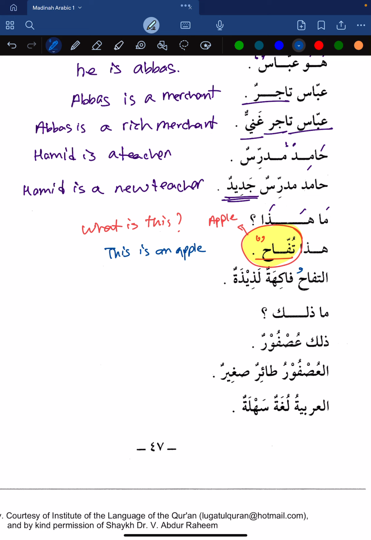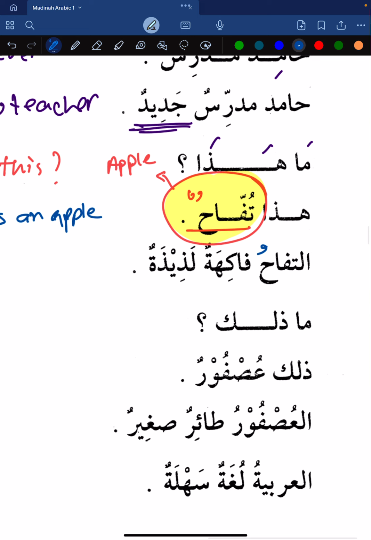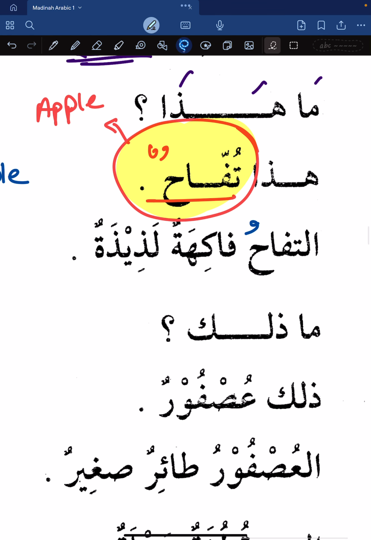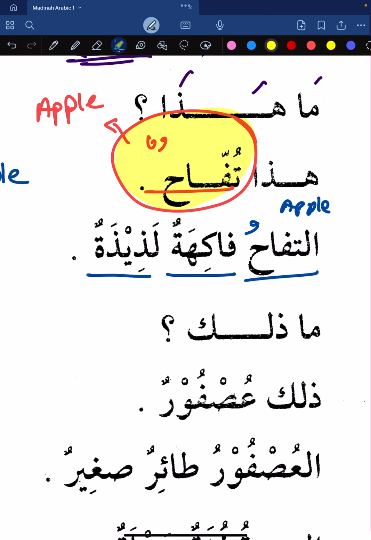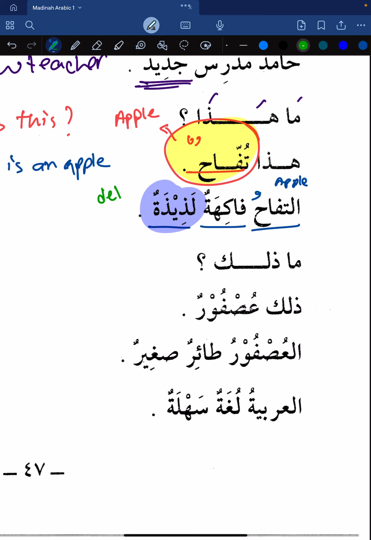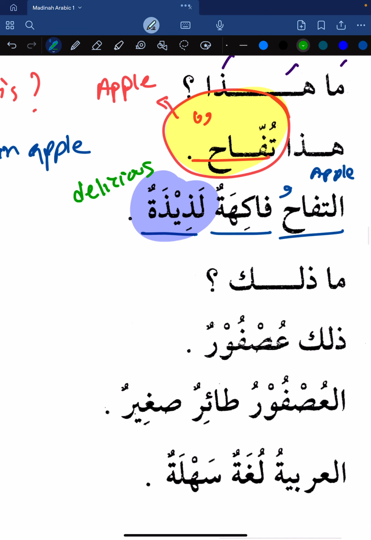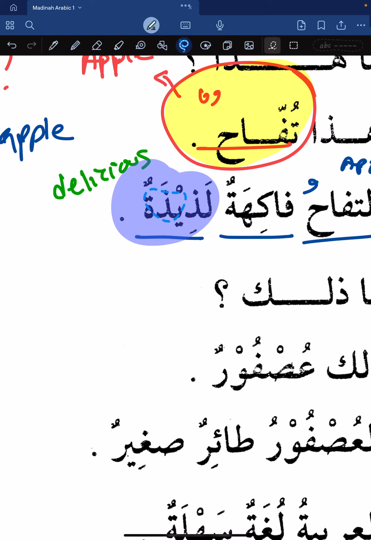The apple is a delicious fruit. This is interesting. Okay. The apple, correct? It's apple. That's my apple. There are some kids screaming in the neighborhood, so ignore them. They're kind of loud. Ladheedh means delicious. I think we did this a long time ago. Delicious. And what is faakiha? Faakiha is a word that comes a lot in the Quran, and it's a really interesting word. It means fruit.